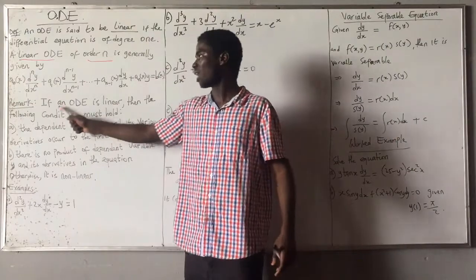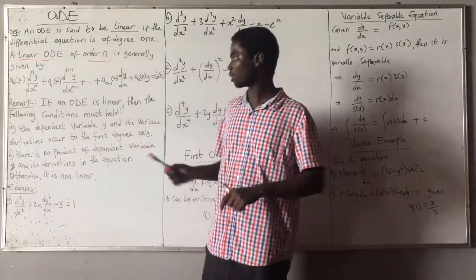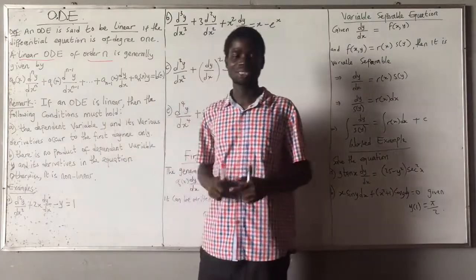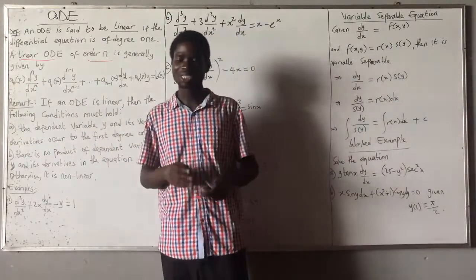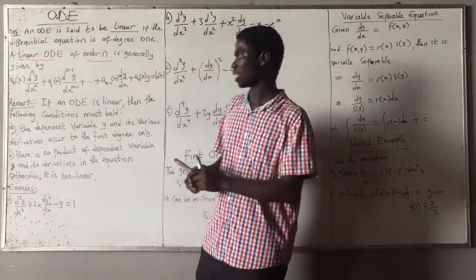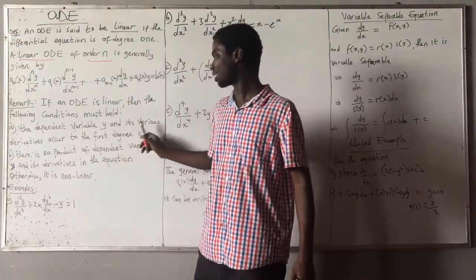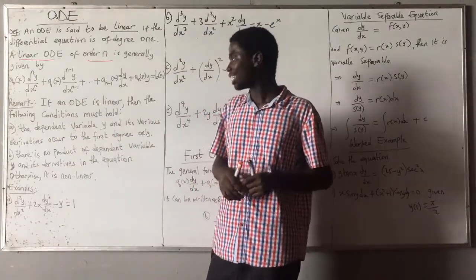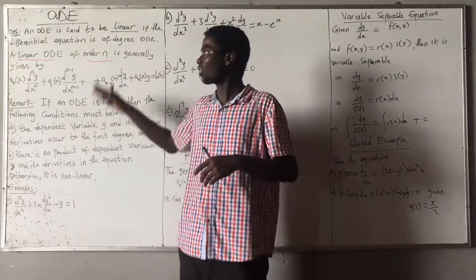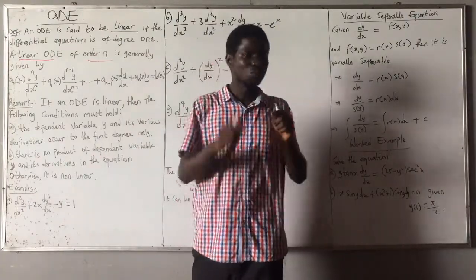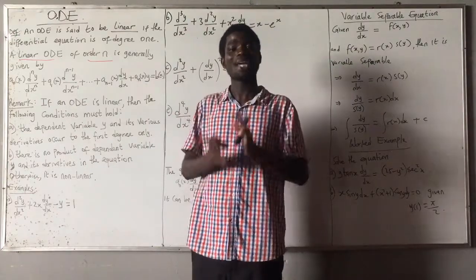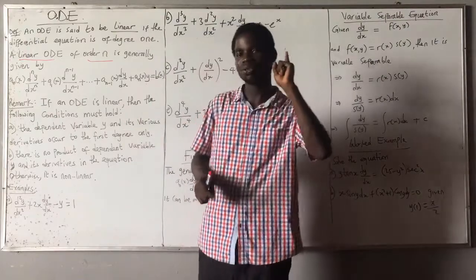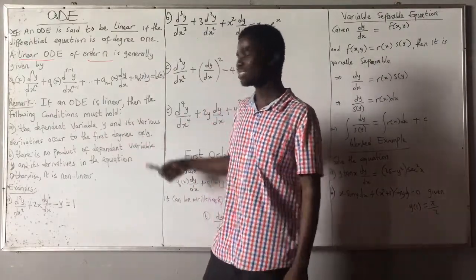Now remark, if an ordinary differential equation is linear, then the following condition must hold. So how do you know whether a differential equation is linear or not? Number 1, the dependent variable y and its various derivatives occur to the first degree only. Do you understand? It must be of degree 1. Another way of saying this is that y itself and the derivatives must have power 1. They must occur to their first degree.